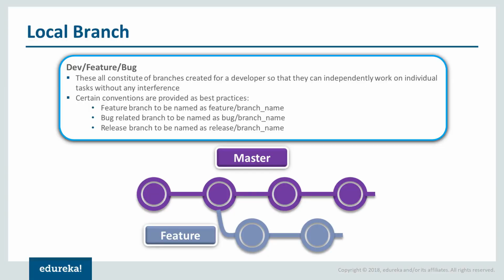Now I can create additional branches such as dev, feature, and bug. These all constitute branches created for the developer so that they can work in parallel and independently on individual tasks without any interference. Now, certain conventions are provided as best practices. For example, a feature branch can be named feature, a bug branch as bug, and a release branch as release.